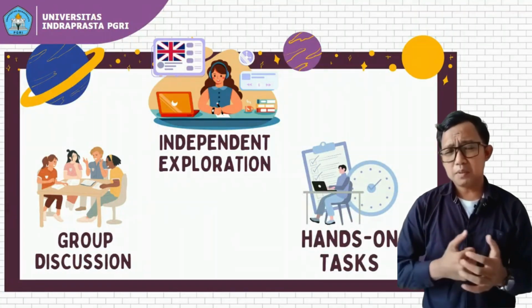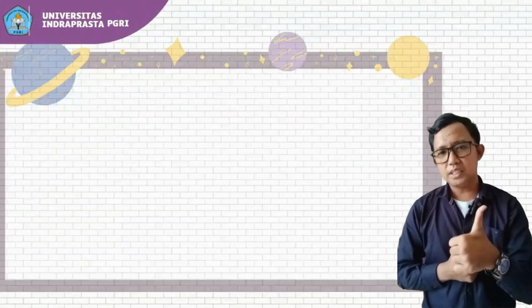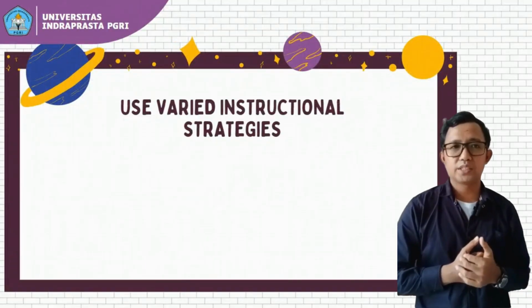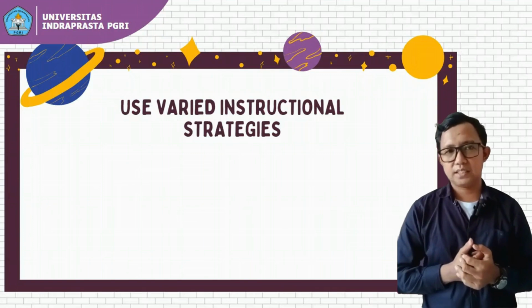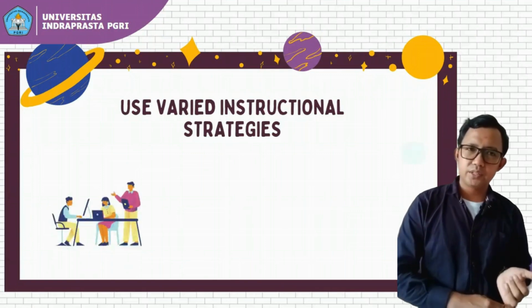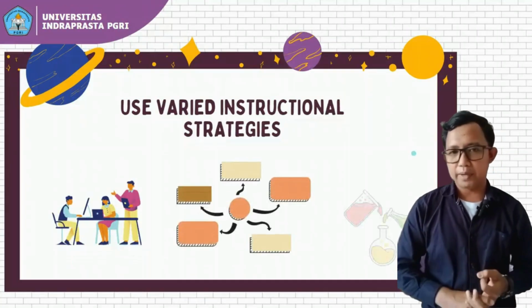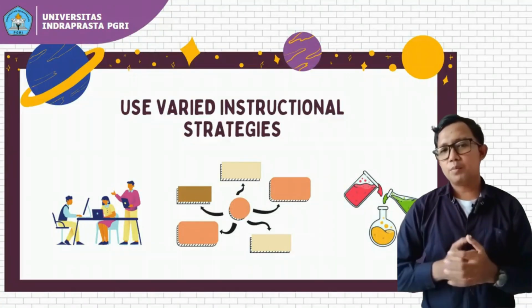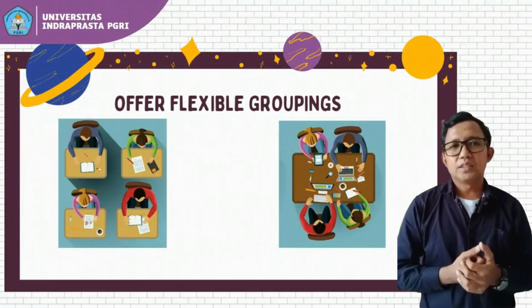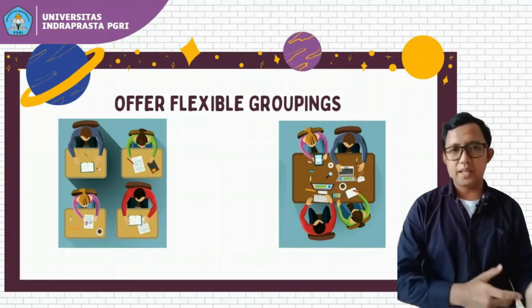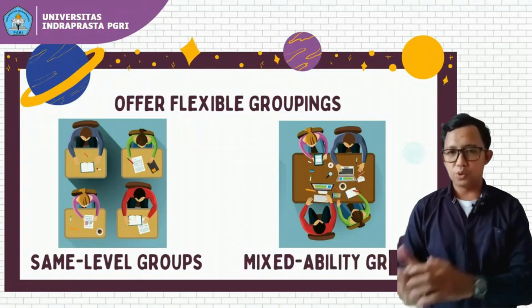And how do we apply differentiating process? The first thing that we have to do is use varied instructional strategies. Maybe think, pair, share, graphic organizers, or experiments. And then what about the second one? The second one is flexible grouping. For example, same-level groups or mixed-ability groups.